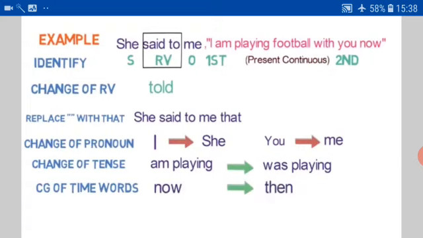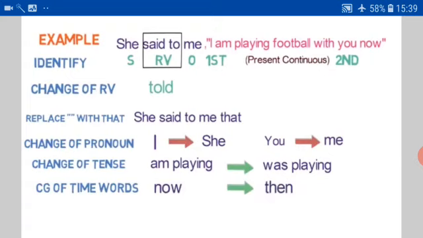Here we also get knowledge. I is a first person pronoun. Am playing is present continuous tense. You is a second person pronoun, and now is a time denoting word. Let's look into the second step, change of reporting verb. So we have changed said to into told.